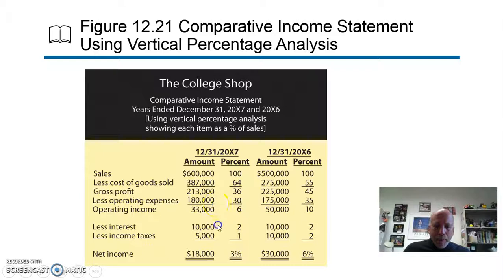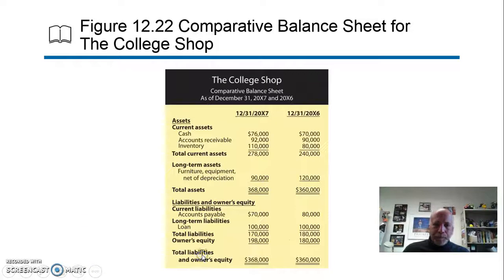Here it's done by percentages to help us understand why. So the exact same numbers, and we can see here that our cost of goods sold is what increased dramatically. Last year it was 55% of our sales. This year it's 64% of our sales. That's probably the biggest contributor to the fact that even though we sold $100,000 more, we made less money.